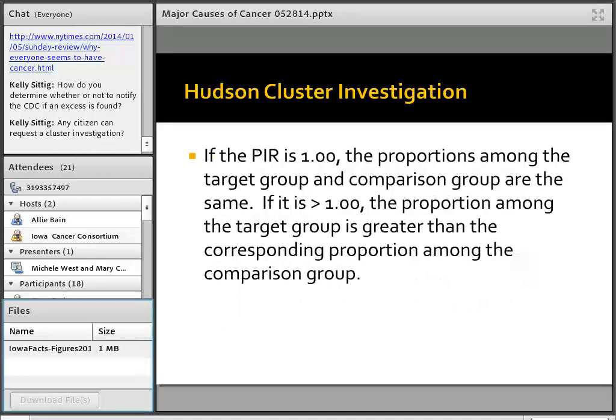So what you want to look for is if your PIR is 1, then the proportions among the target group and the comparison group are the same. But if the PIR is greater than 1, then the proportion among the target group is greater than the corresponding proportion among the comparison group.